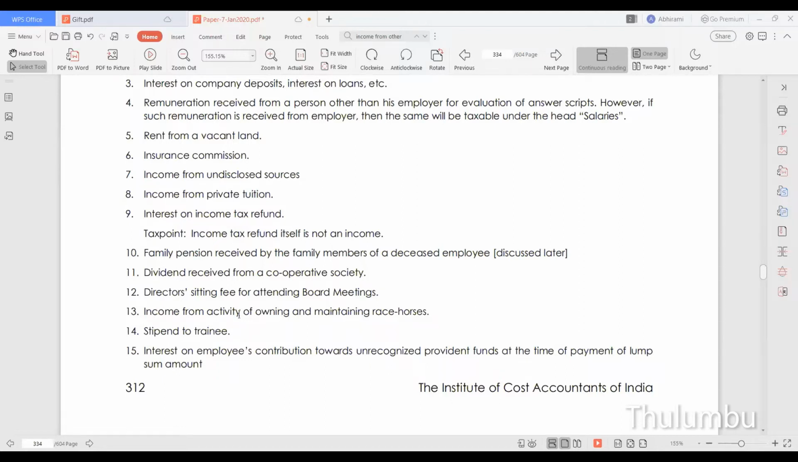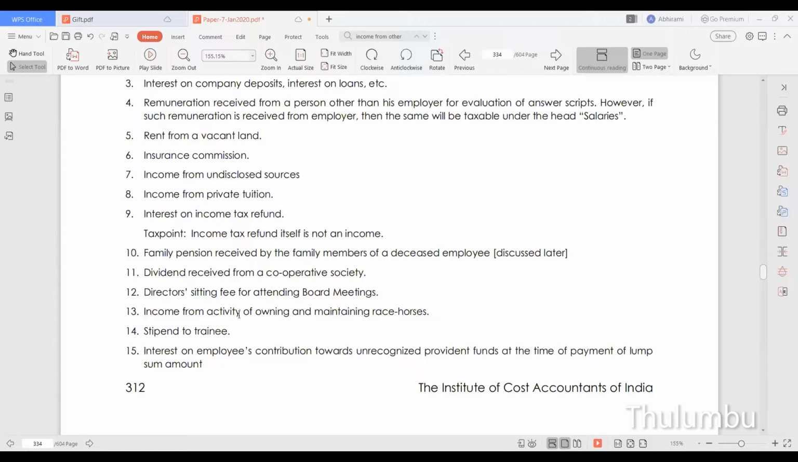Income from activity of owning and maintaining race horses. So race horses வந்து own பண்றதுக்கு இல்ல maintain பண்றதுக்கு ஏதாவது incur பண்ணிருந்தோம்னா it is taxable as income from other sources. Next is stipend to trainee. So இப்ப suppose நீங்க once இத முடிச்சிட்டு internship போகுறீங்க, internshipக்கு உங்களுக்கு stipend கொடுக்கறாங்க and the amount exceeds basic exemption limit, then it will be taxed under the head income from other sources.